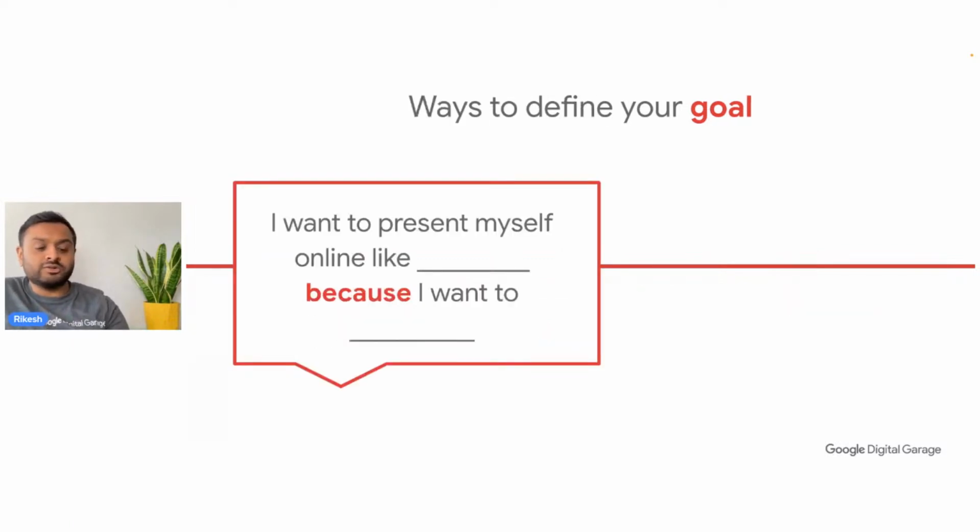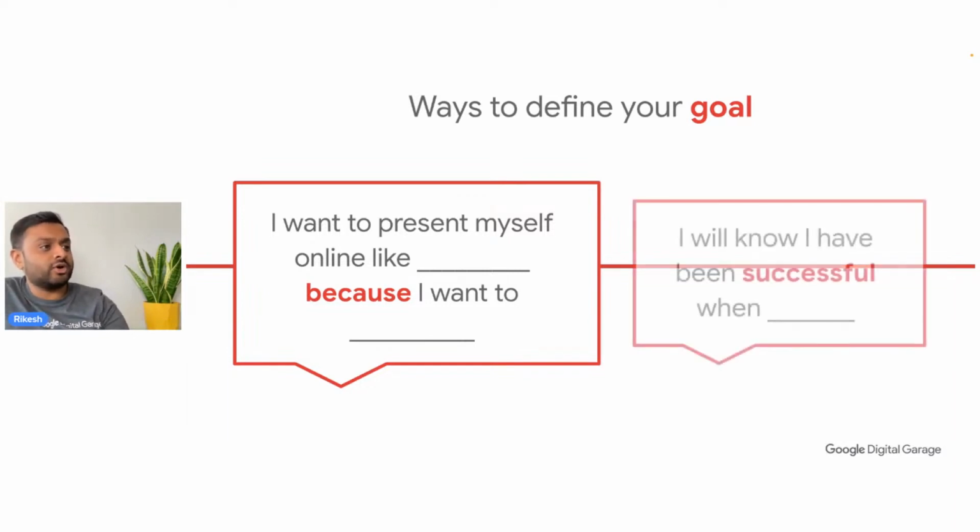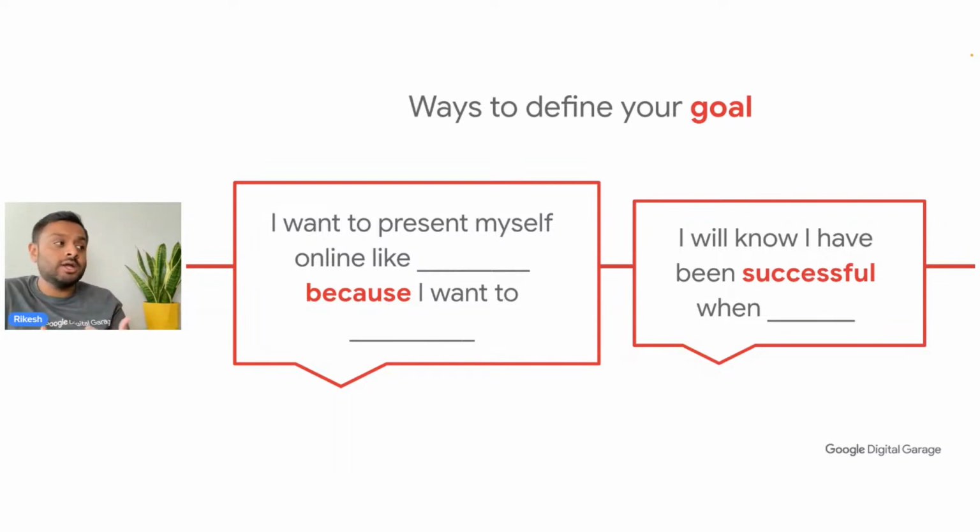Well, one way we can define our goal is to use a couple of sentence starters. So we've got one here, first and foremost, which says, I want to present myself online like, and then you fill in the blank, because I want to blank as well. So you're actually showcasing in the 2 blanks, one, how do you want to come across online, and then why as well. And this should all come from a place of authenticity.